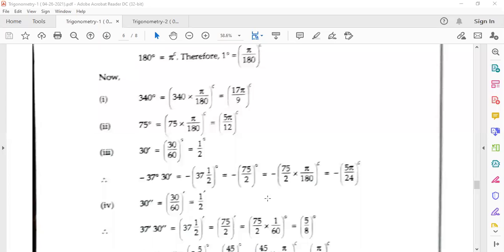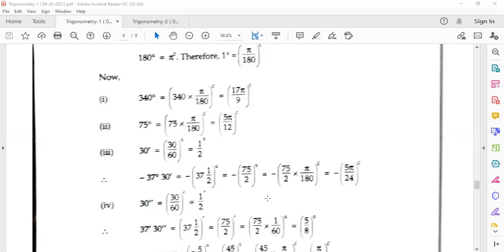Then 75 degree means 75 into pi by 180 radian. Then cutting it by 3, then it will be 5 by 12, so 5 pi by 12. Next, 30 minutes, that means 30 by 60 degree. So if any angle is given in degree, minute, second, then at first second should be converted into minute dividing by 60, and then minute should be converted into degree dividing by 60.